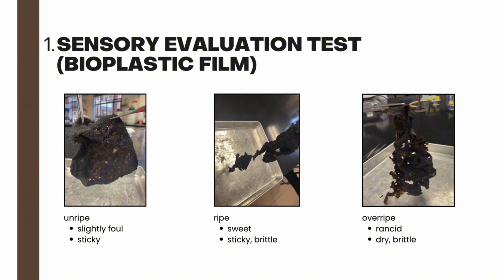Similarly, the sensory evaluation of the bioplastic film shows unripe has a slightly foul smell and is sticky. Ripe has a sweet smell. For texture analysis, it was brittle and sticky. Brittleness is a sign of fragility, probably as a result of compositional alterations. Overripe has a rancid smell, and is dry and brittle.